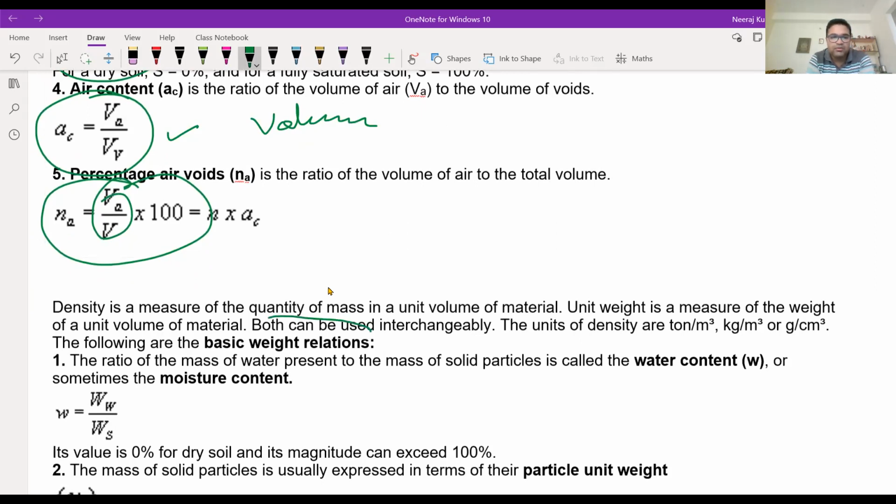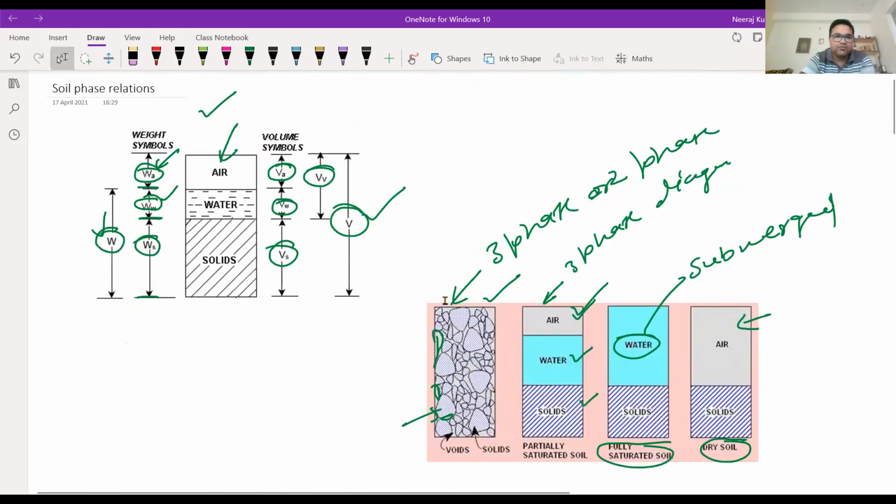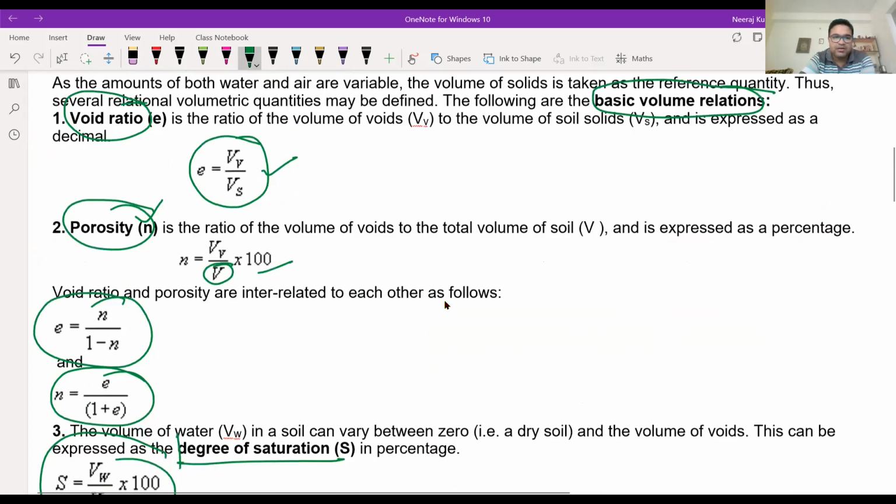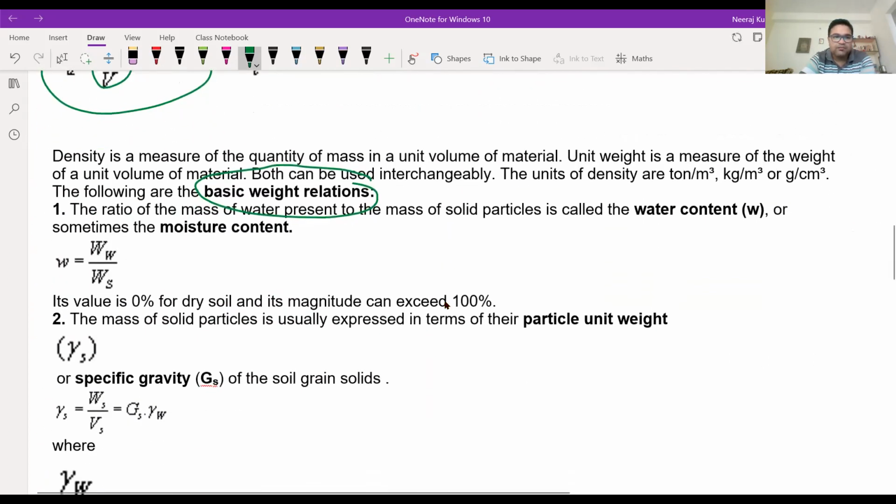Now, if we want to find out basic relationships with the weight parameters, let me show you the diagram again. Till now we have seen the relations in terms of volume parameters. Now we will see some of the relations in terms of weight parameters, where we will be using weight of water and weight of solid. With that, various parameters can be developed. For example, if we want to find out the moisture content in the soil, we can define moisture content as the weight of water to the weight of solid. Generally we express this in percentage.